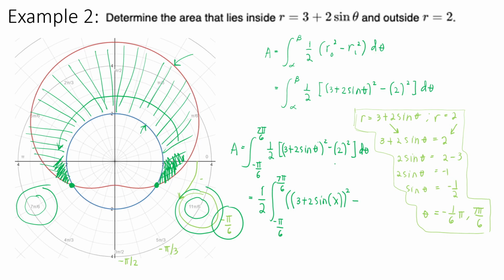So instead of 2 squared, you can put 4 to help you with the calculator, right? Then dx. So you can also try plugging this one in your calculator while waiting for the answer.